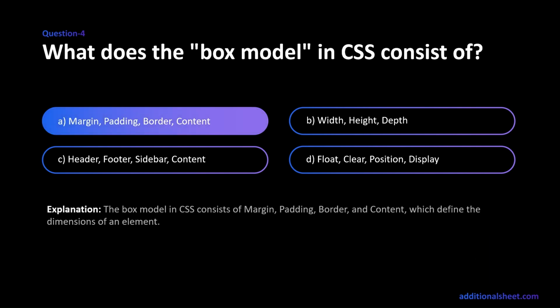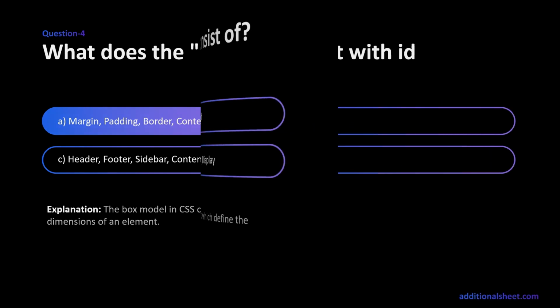The correct answer is option A. The box model in CSS consists of margin, padding, border, and content, which define the dimensions of an element.